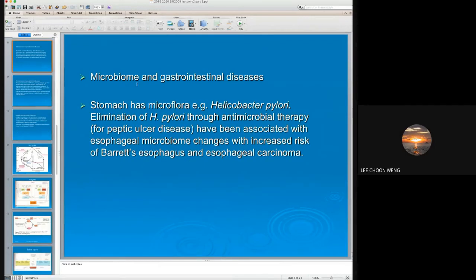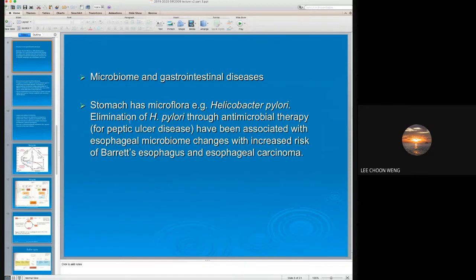Other than metabolism, the microbiome in the gastrointestinal tract has microflora, for example Helicobacter pylori, which is associated with gastric cancer and also gastric ailments. Elimination of Helicobacter pylori was at first thought to be helpful because this would eliminate peptic ulcer disease and also remove the possibility of gastric cancer.